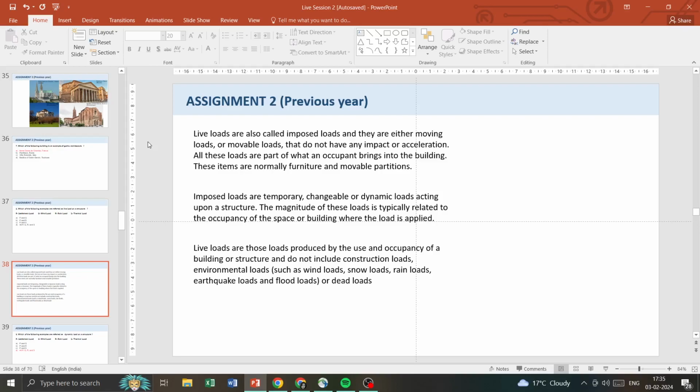All of these loads are part of what an occupant brings into the building. These items are normally furniture and movable partitions. Imposed loads are temporary, changeable, or dynamic loads acting upon a structure. The magnitude of these loads is typically related to the occupancy of the space or building where the load is applied. Live loads are those loads produced by the use or occupancy of a building or structure and do not include construction loads, environmental loads, such as wind, snow, rain, earthquake, and flood, or dead loads.